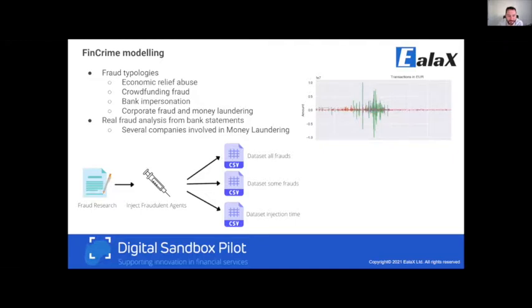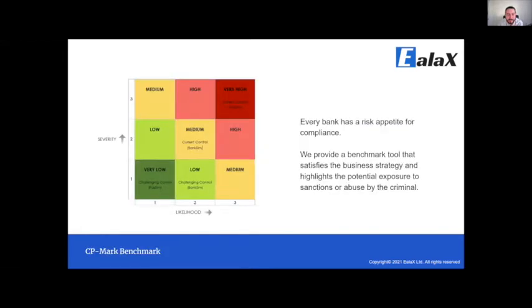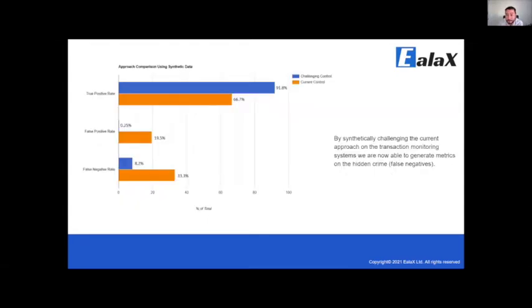With this injection of fraudulent agents, we can generate different scenarios with all fraud, or some fraud of injection time. And this provides us the input for the benchmarking. The benchmarking tool will help the compliance officer to understand where the organization is at risk. The important part here is that we bring new analytics, and one of those is the generation of metrics with the hidden crime.